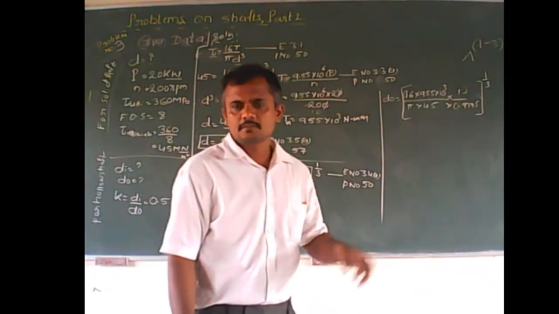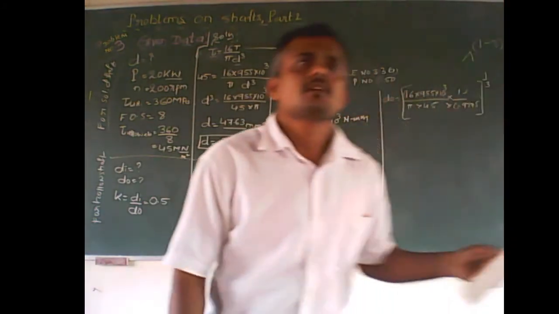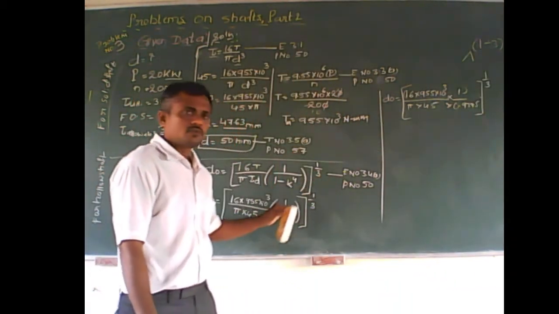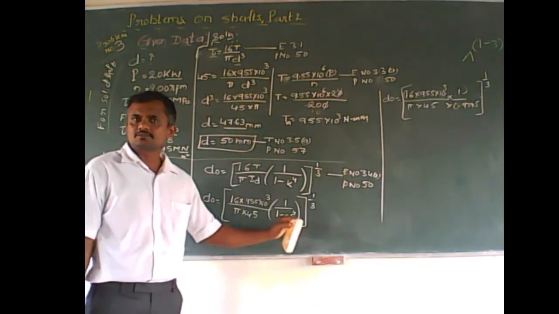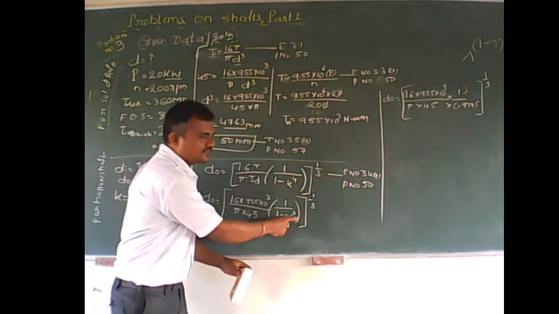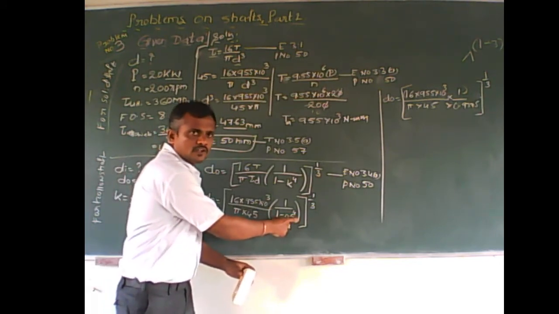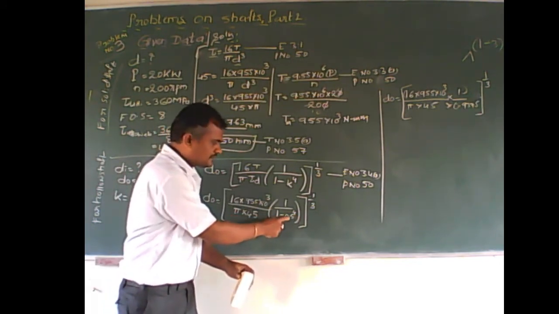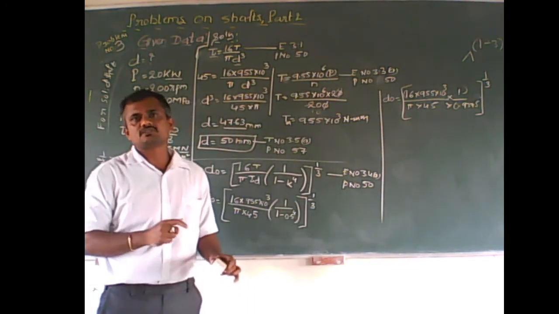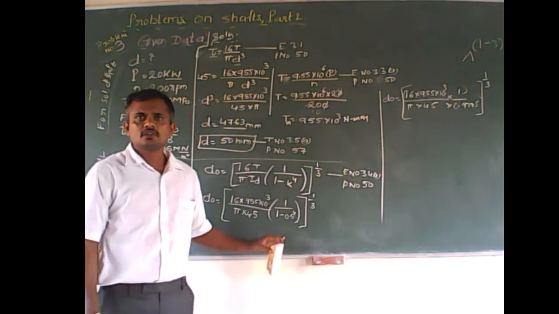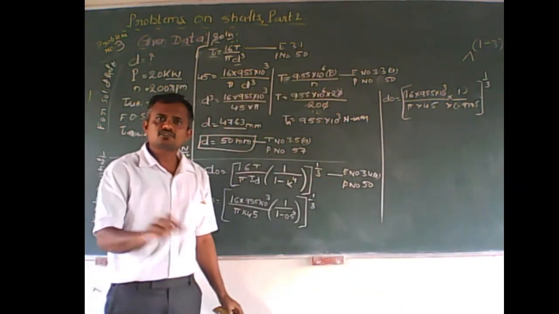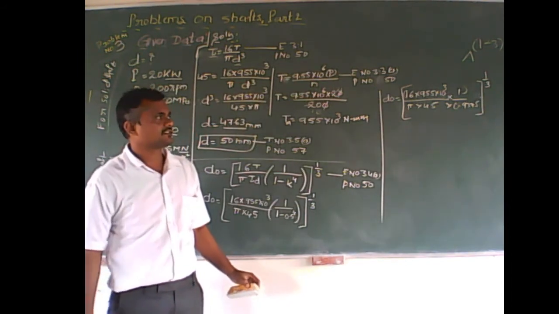Please concentrate. Those who are feeling it very tough to calculate such bigger substitutions, the simplest method is to first concentrate on only this part, 1 minus 0.5 raised to 4. Whatever you get, calculate that first. In my calculator I got 0.9375, and the rest of the substitutions you keep as it is.